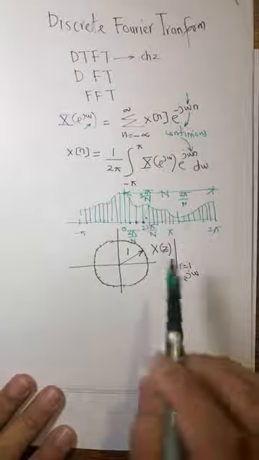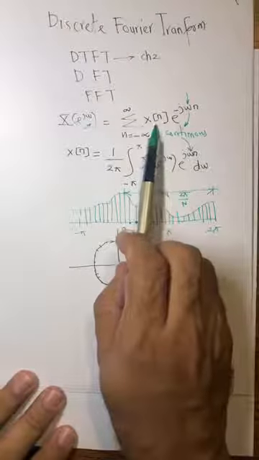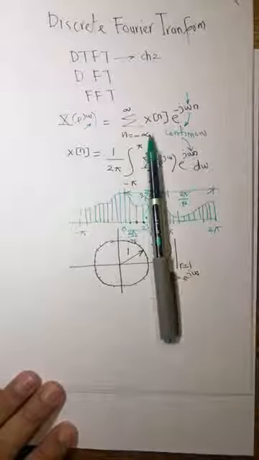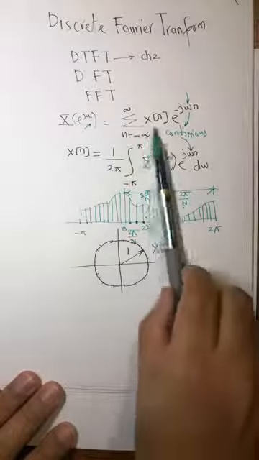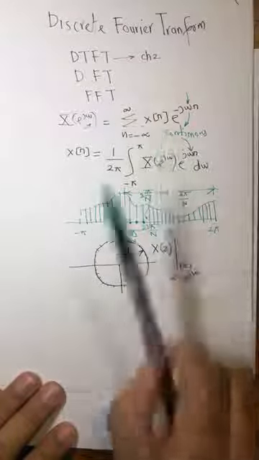Usually it should be more than the number of points in the signal, x of n, or at least as many as there are points in the signal. This is a rough gauge: at least you should have n points if you have n points.